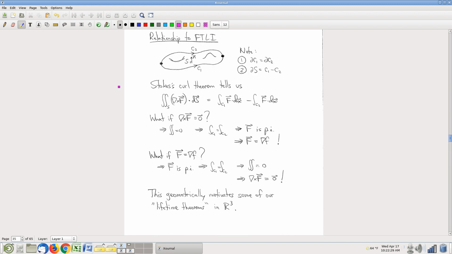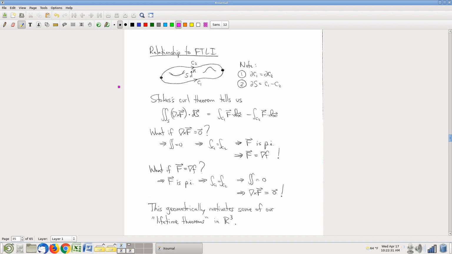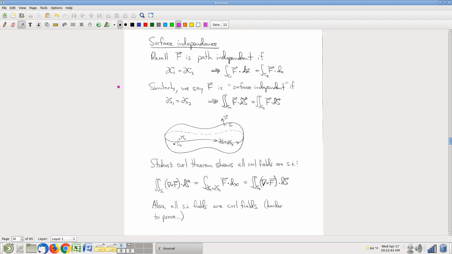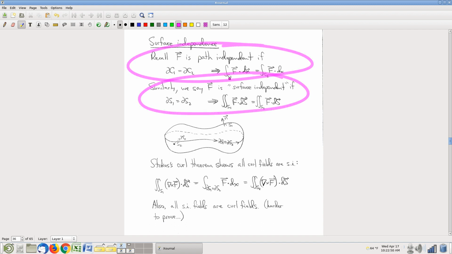Examples. We made the observation that this makes connections in the same way that Green's theorem connects to the fundamental theorem of line integrals and objects that we discussed in that context. So does Stokes' curl theorem. We talked about this idea of surface independence, totally analogous to path independence. Here's what path independence looks like. Here's what surface independence looks like. Right? It's just one dimension up, morally kind of the same concept.